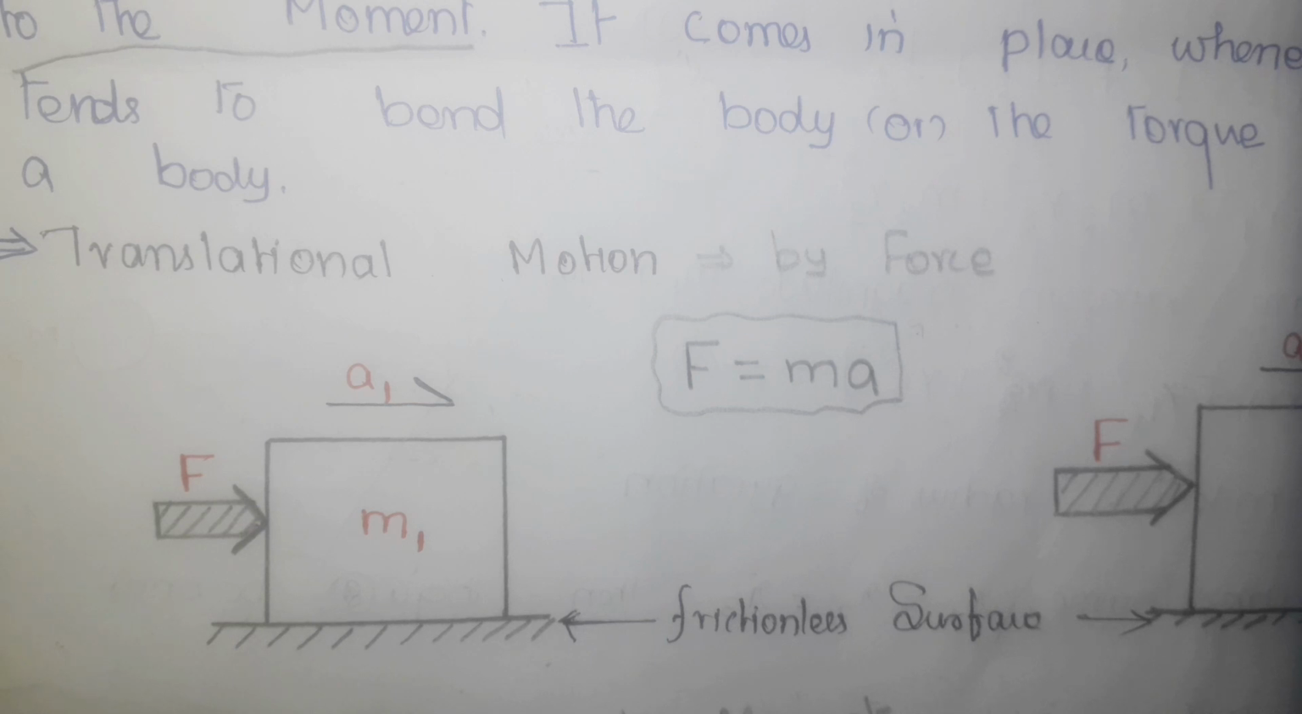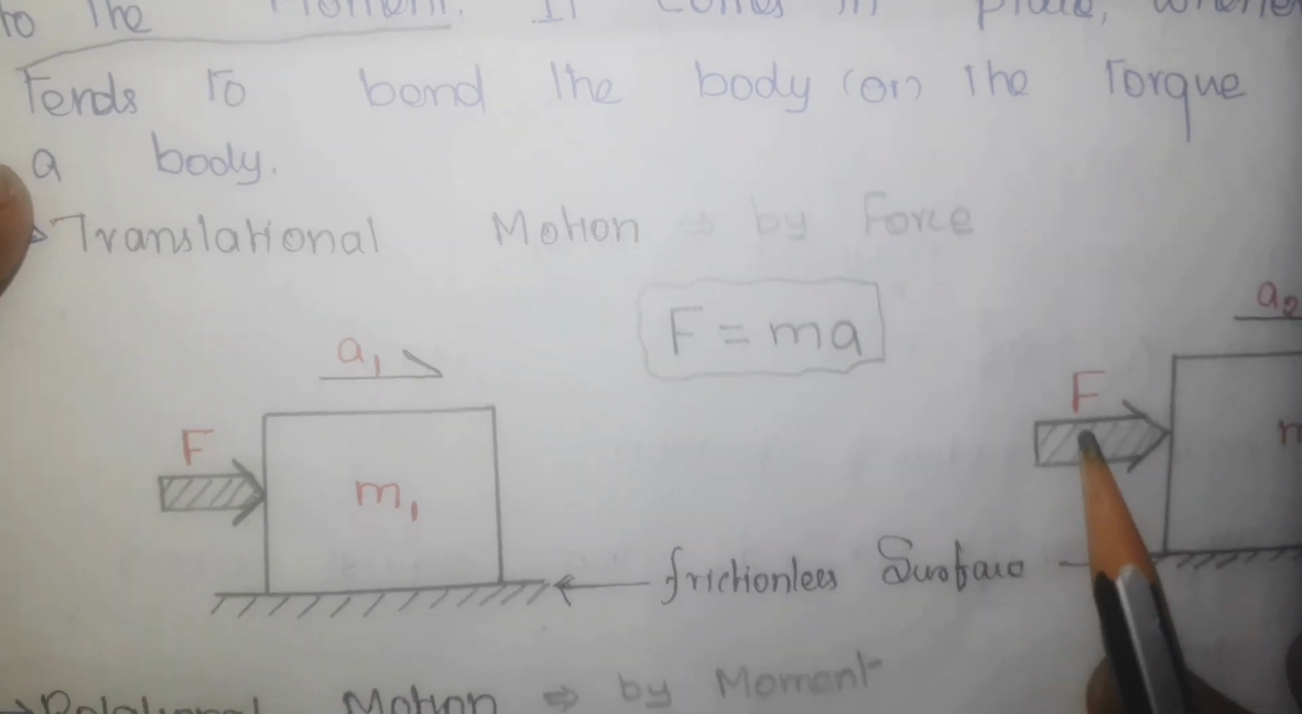So this is what Newton's first law says. It says that every object continues in its state of rest or uniform motion unless it is acted upon by some external force. This is what is known as inertia. It is a resistance offered by the body to change.